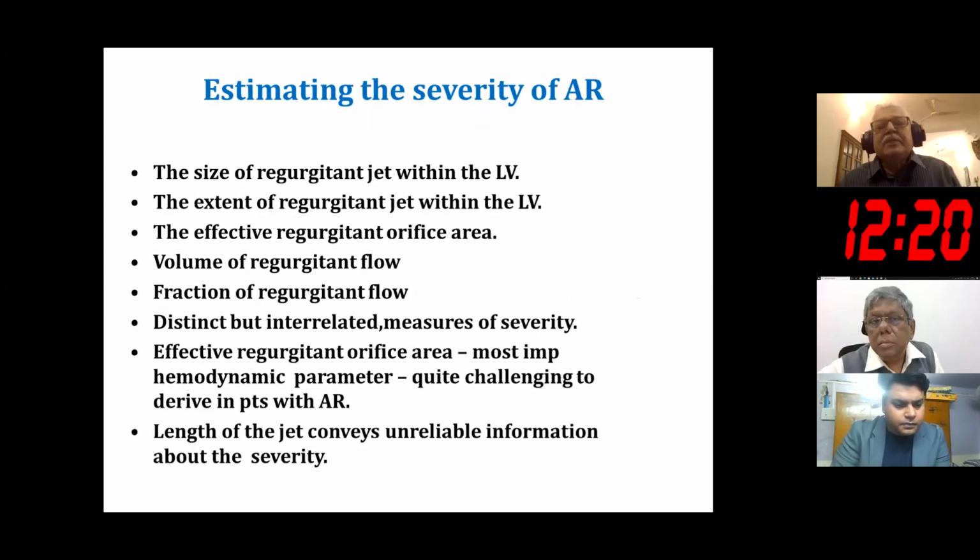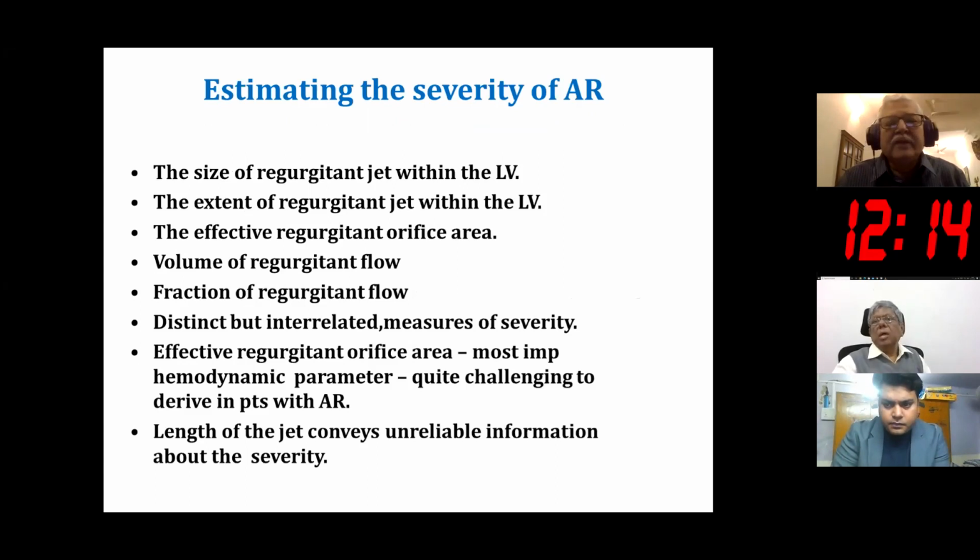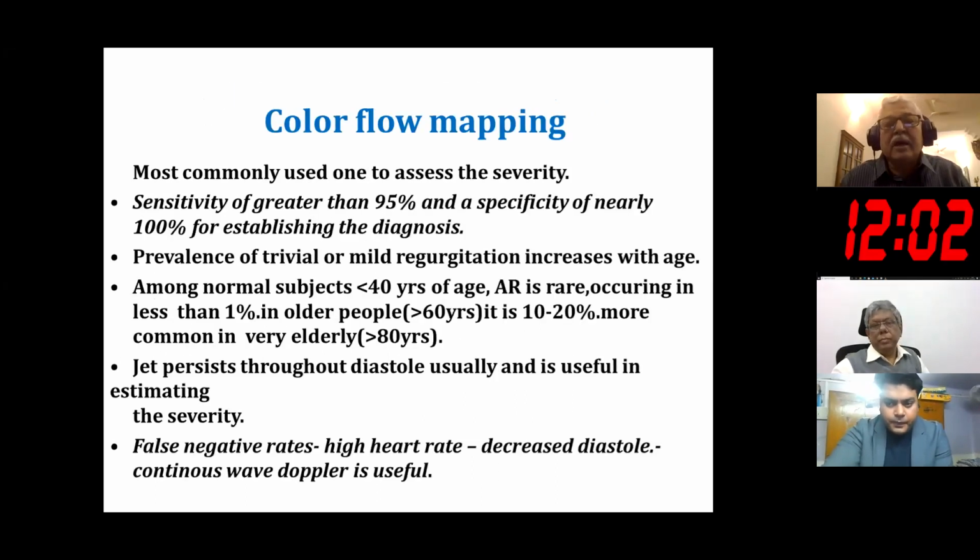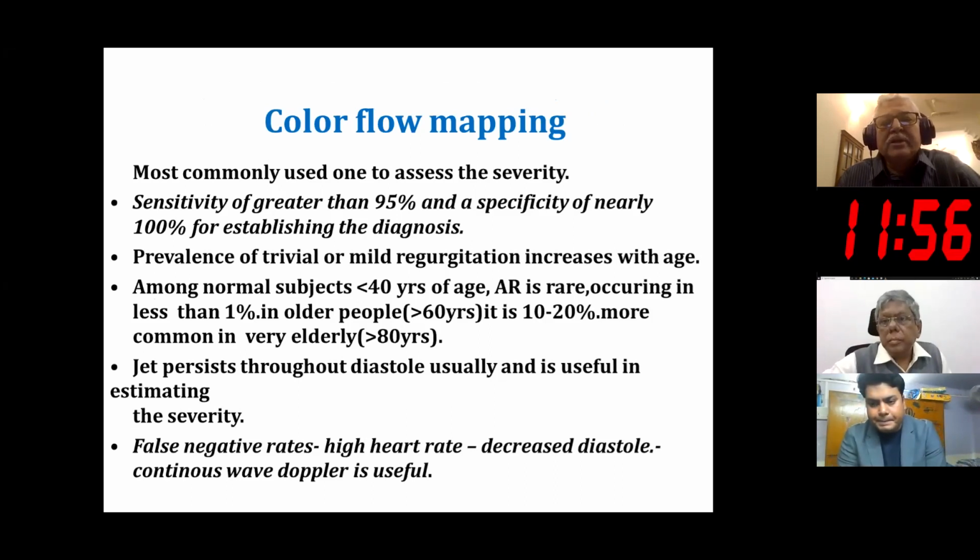Then comes the estimation of severity of AR, and there are multiple methods of doing it. Some are qualitative, as in the size and the extent of the regurgitant jet. Then there are quantitative measures like the effective regurgitant orifice and the volumetric methods by which you can assess the volume of the regurgitant jet. Color flow mapping is the mainstay, of course. It has a sensitivity of more than 95% and specificity of nearly 100% for establishing the diagnosis.